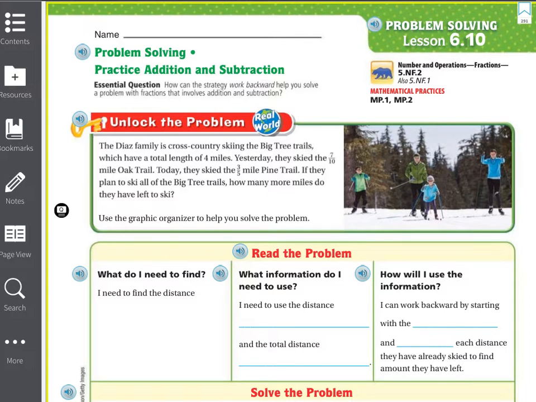Today we're problem solving, and I'll zoom in a little bit because you guys can't see.